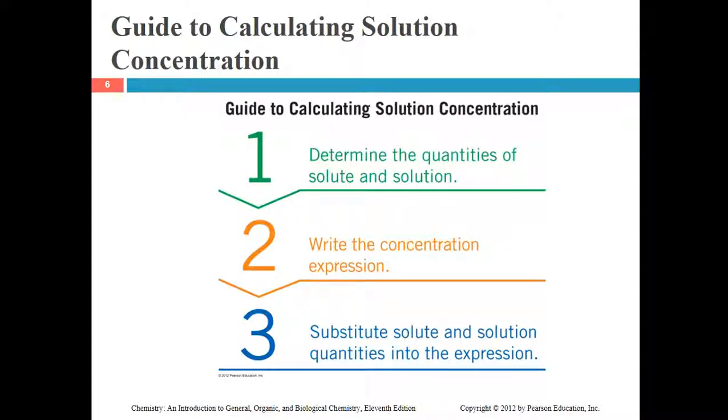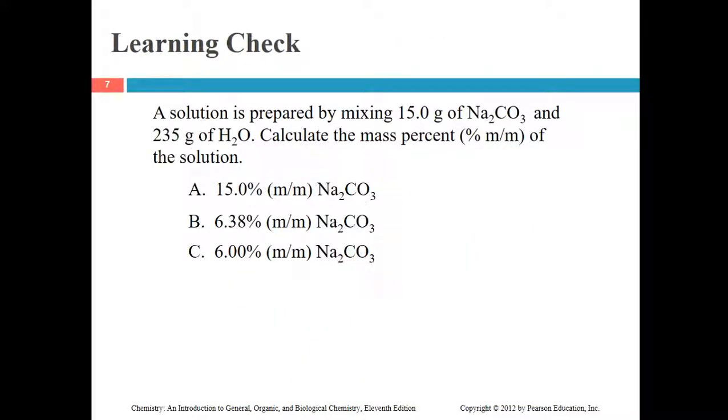So the guide to calculating solution concentration. Determine the quantities of the solute and the solution. Write your expression, i.e. the formula, and then substitute the solute and solution quantities into the expression. So press pause and do this problem. All right, you're back. A solution is prepared by mixing 15 grams of sodium carbonate and 235 grams of water. Calculate the mass percent of the solution.